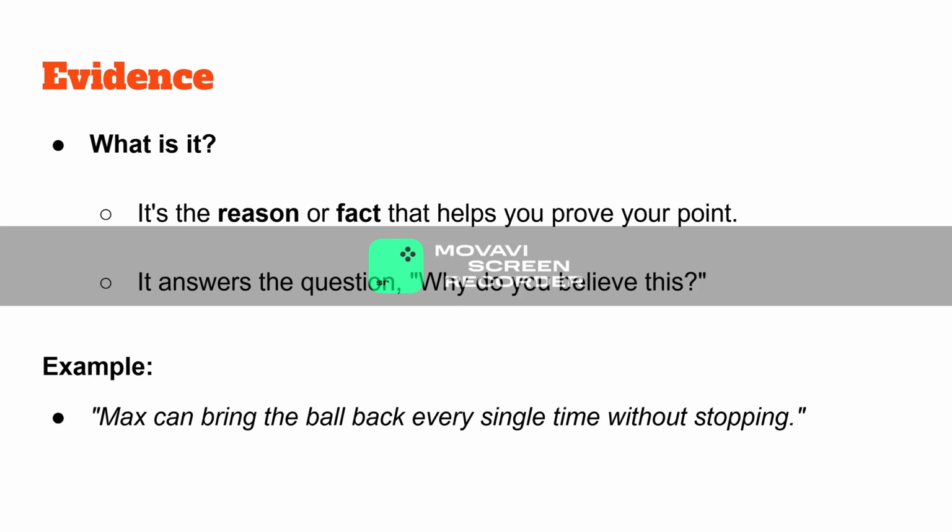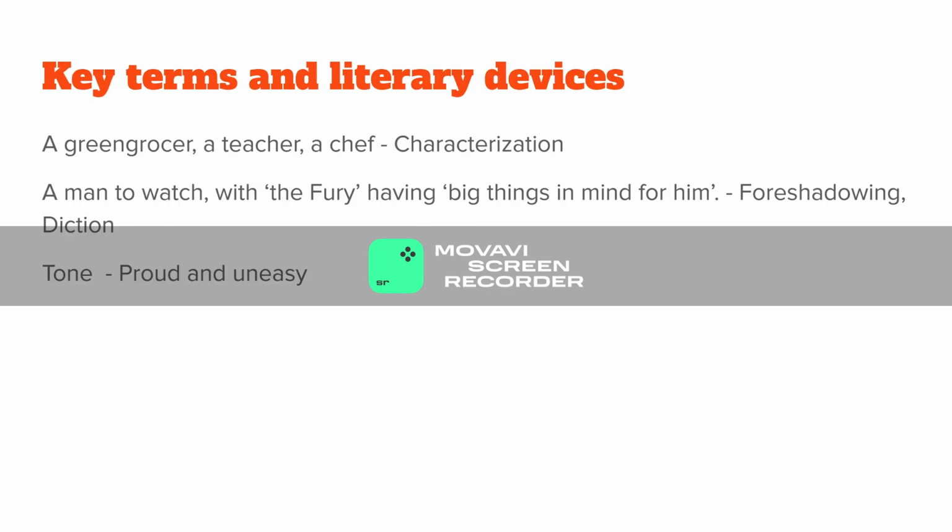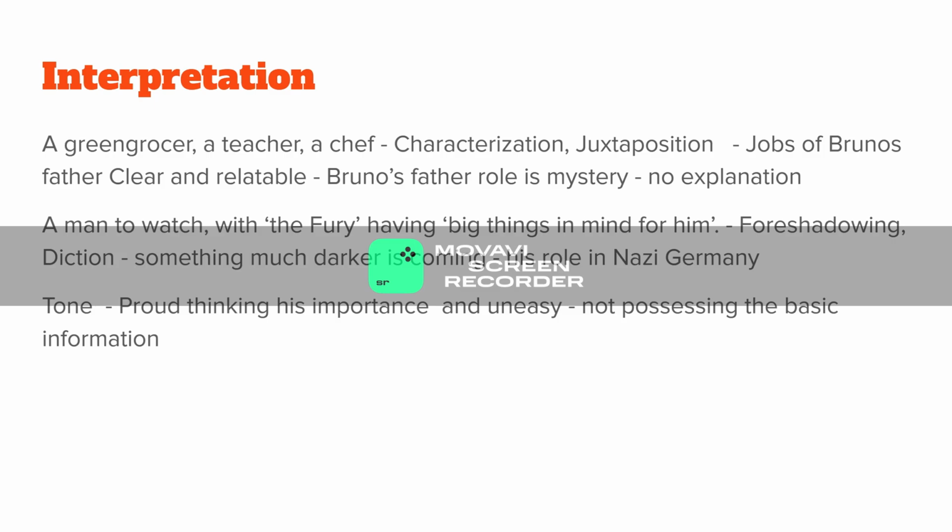Moving on to explanation. This is where you tell everyone why your evidence is important and how it proves the point. It's the reasoning behind the evidence. It explains how the evidence supports the point you made. For example, Max is saying that he is best at fetch, and then he provides his evidence that every single time he goes, he never comes back tired, rather he's fresh. So we understand that he never gets tired.